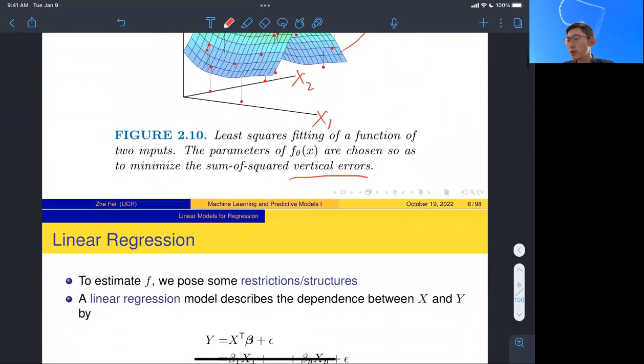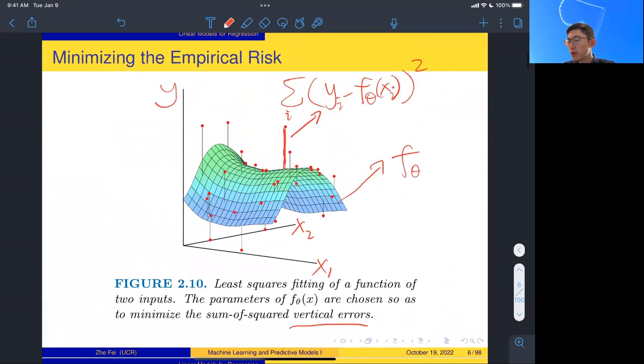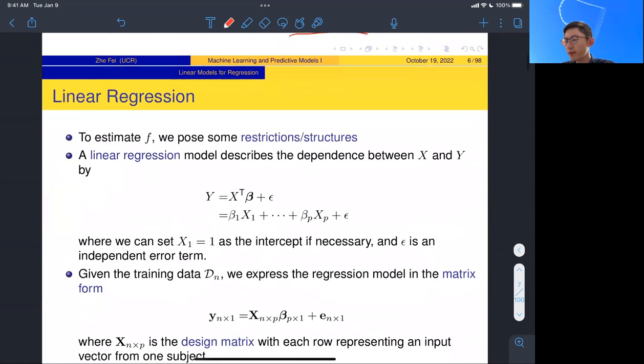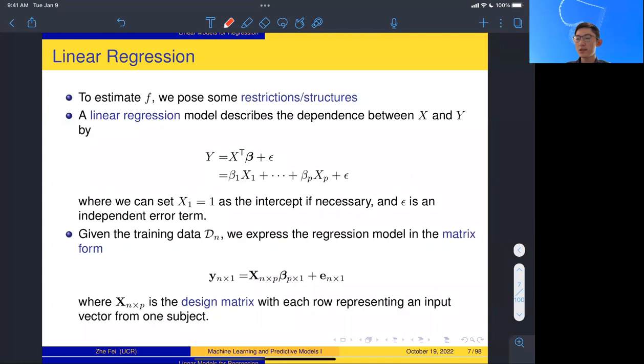Now we move on to the linear regression specification. Clearly this curved plane is a general f function. But if we restrict ourselves to linear regression, we can write the relationship as y equal to x transpose beta plus the error term, where epsilon is the independent error term. This is just the matrix form.